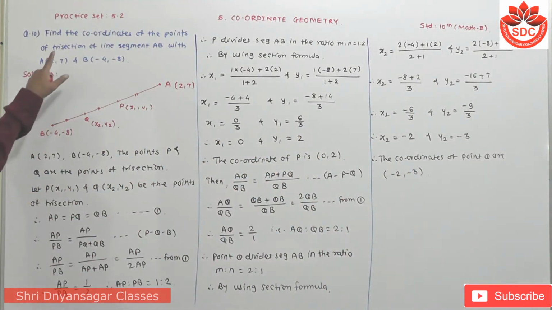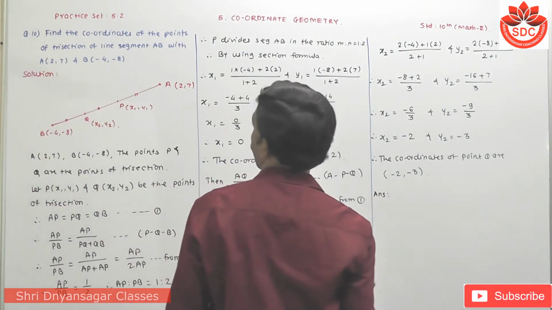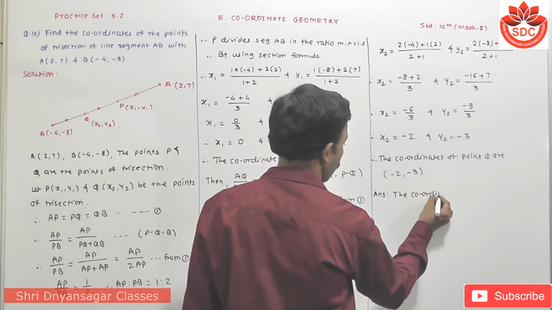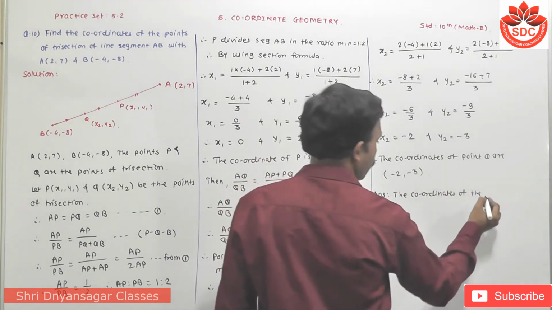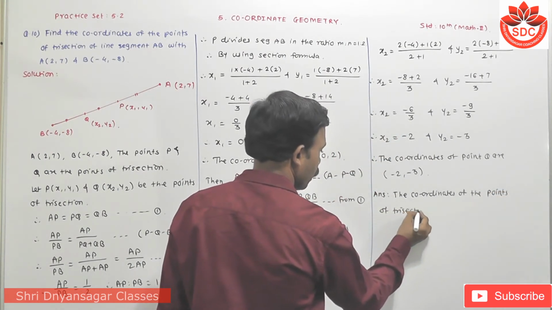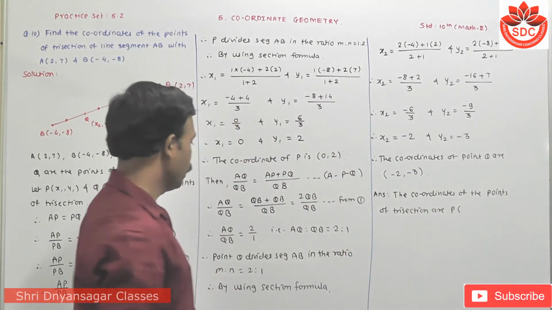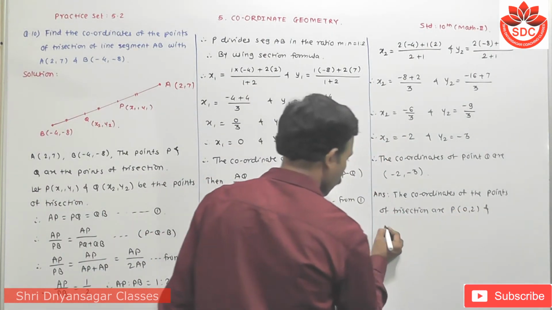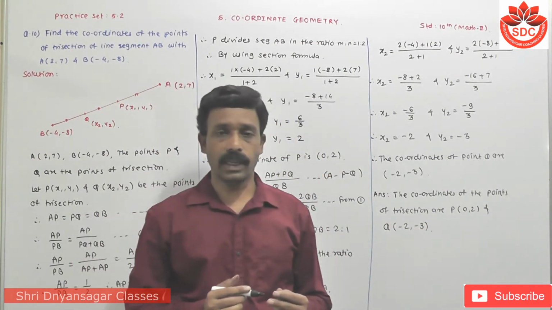Okay, we have to find the coordinates of the points of trisection. So write here, answer in a full sentence. Answer: Therefore, the coordinates of the points of trisection are P, which is 0 and 2, and Q, which is minus 2, minus 3. Can you understand this? Okay, we take the next question.